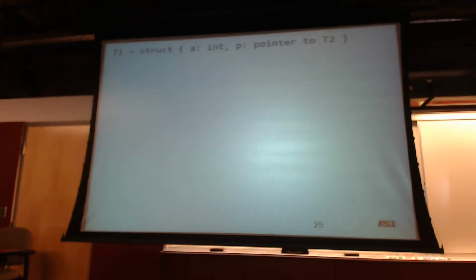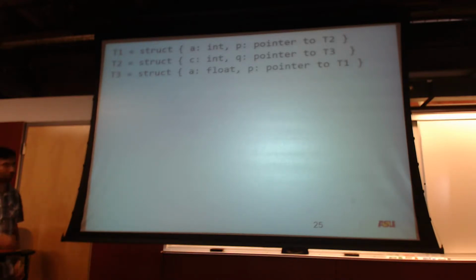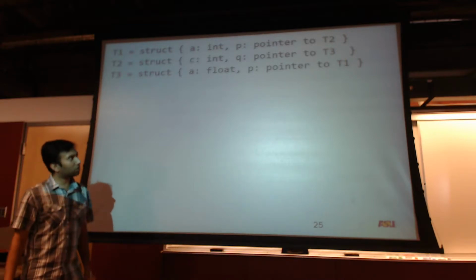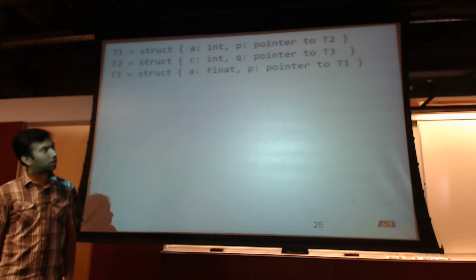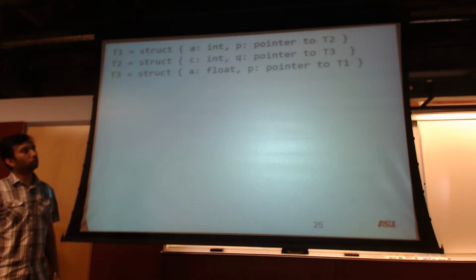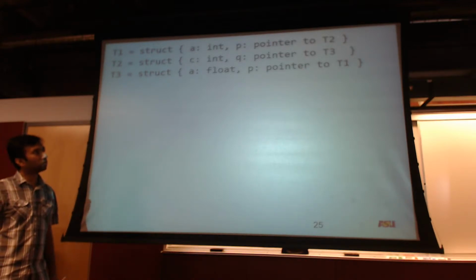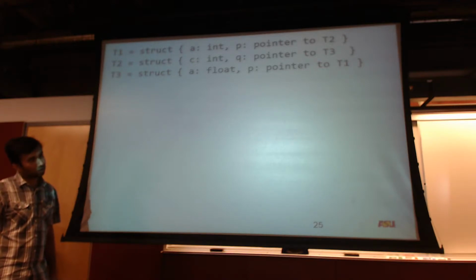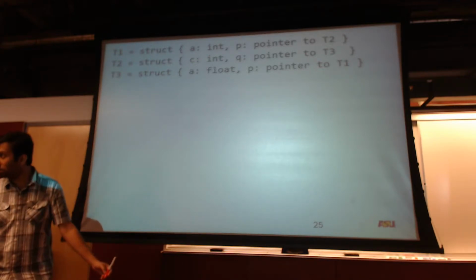So now let's do this. Let's say we have these three type definitions. This is an example. What is T1? T1 has the first variable as int, the second variable is a pointer to T2, and T2 is a structure which has the first variable as int and the second variable a pointer to T3, whereas T3 is a structure where the first variable is float and the second variable is a pointer to T1.